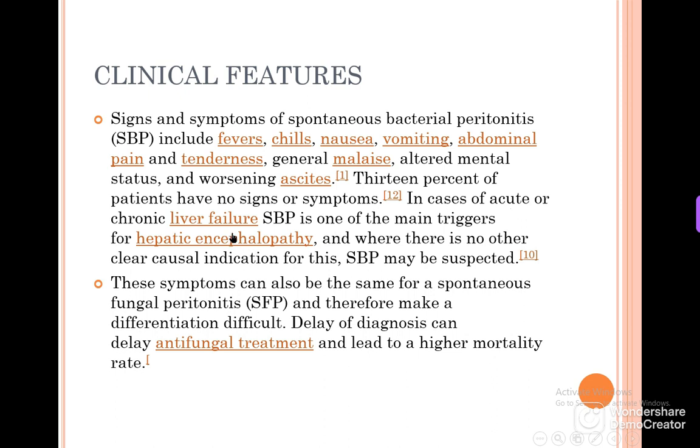In cases of acute or chronic liver disease, spontaneous bacterial peritonitis is one of the main triggers for hepatic encephalopathy. Remember this. Those people who have spontaneous bacterial peritonitis and are going into liver failure or hepatic encephalopathy, these are inter-associated factors. Always remember. These symptoms can also be the same for spontaneous fungal peritonitis, therefore making the differential difficult. The delay of the diagnosis can delay the antifungal treatment, because fungal infections are very rare.